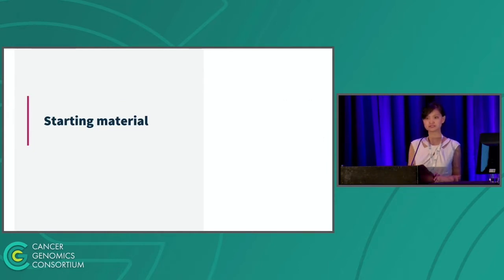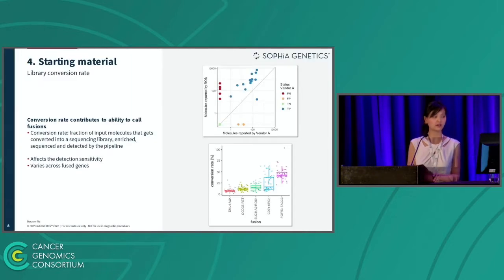So another aspect to consider for accurate fusion detection is starting material. Library conversion rate is often overlooked, but it contributes significantly to your ability to detect fusions. So the conversion rate is the fraction of input molecules that gets converted into a sequencing library. So if you have, let's say, 10 molecules of a fusion in the sample, but you can only detect 5 in the data, then your library conversion rate is about 50%. So clearly this would affect your detection sensitivity.